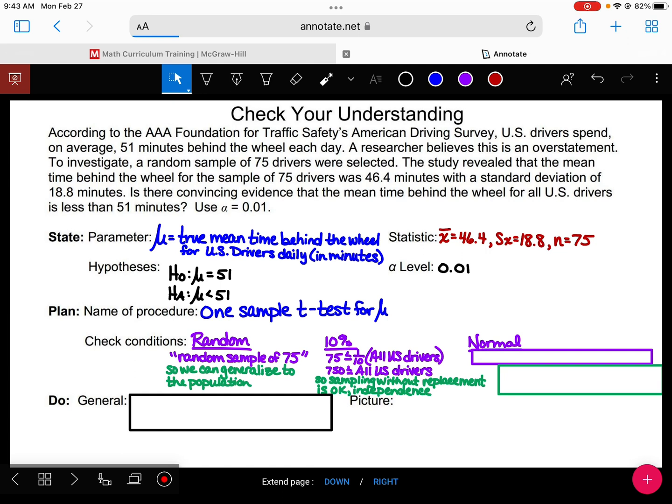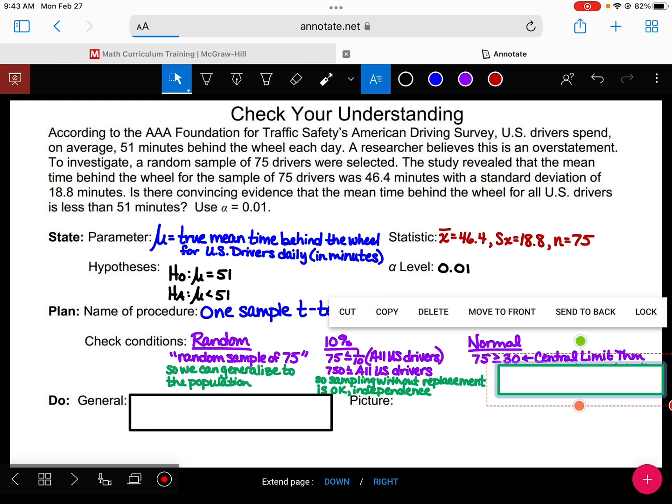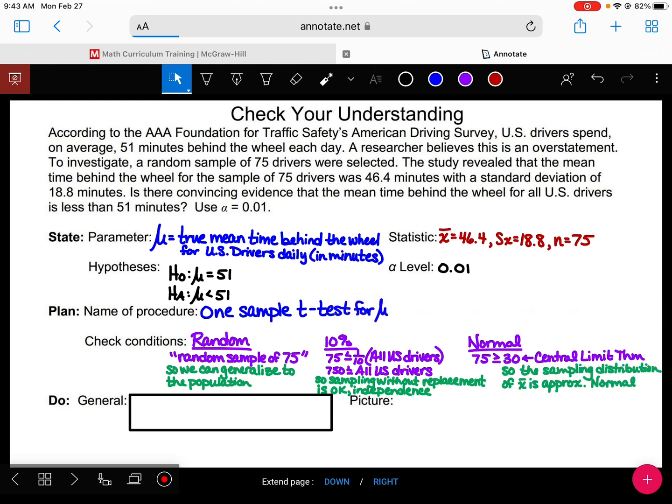And then we have normality. 75 is greater than 30, so I have the central limit theorem. It's not enough to just say 75 is greater than 30. You've got to tell me that that means you can use the central limit theorem there. And that means that the sampling distribution of x bar would be approximately normal.